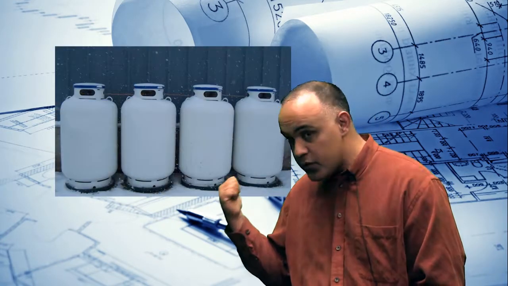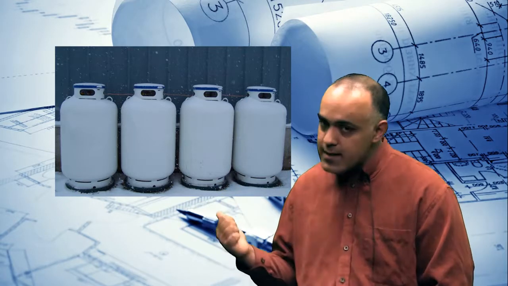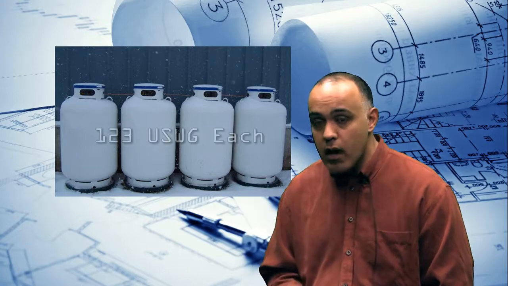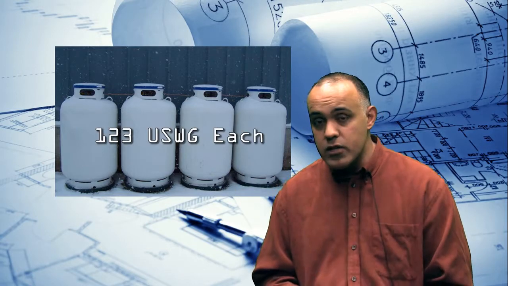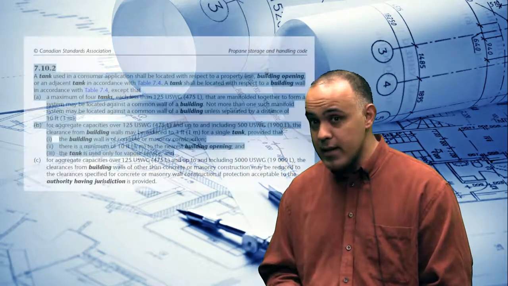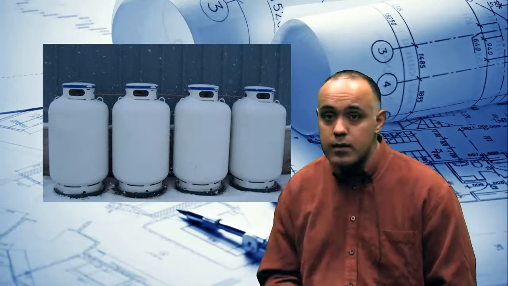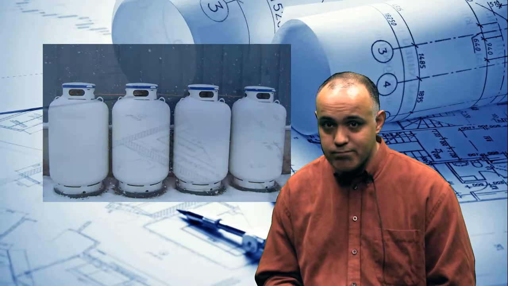So if each of these 4 single tanks is less than 125 US water gallons, which these are since they're 123 US water gallons each, then Section A applies here and not Section B. Therefore, this installation is acceptable. Thank you.